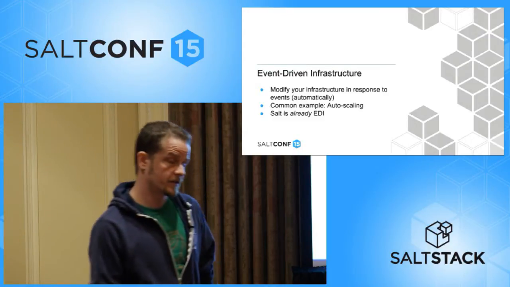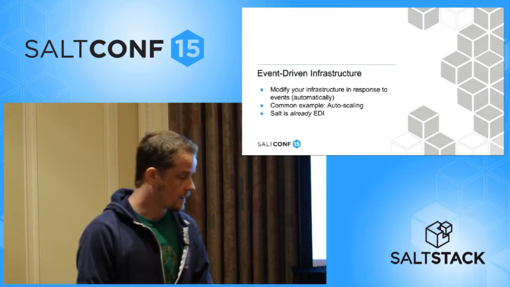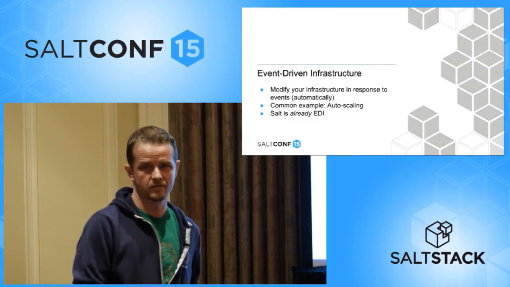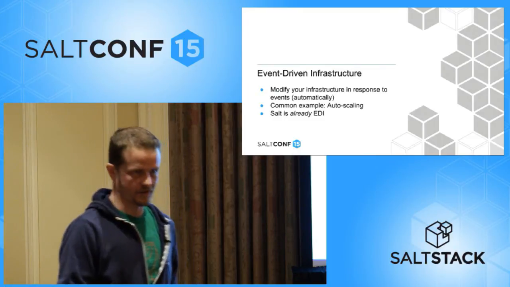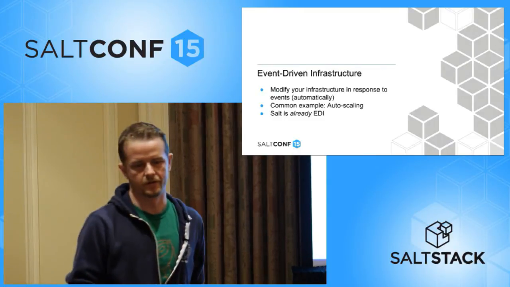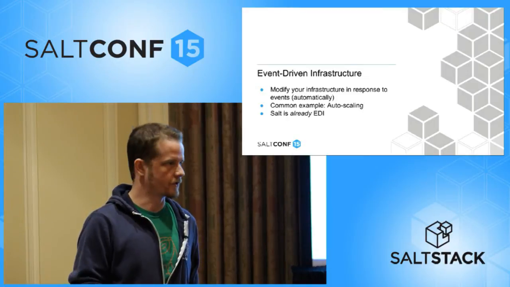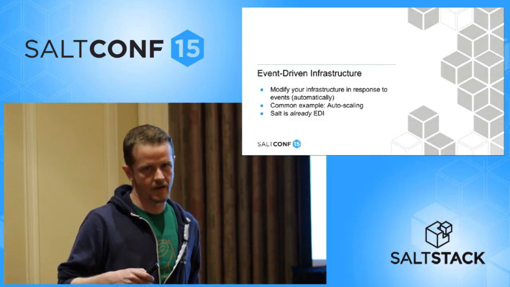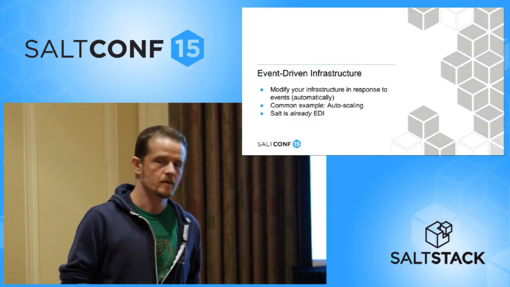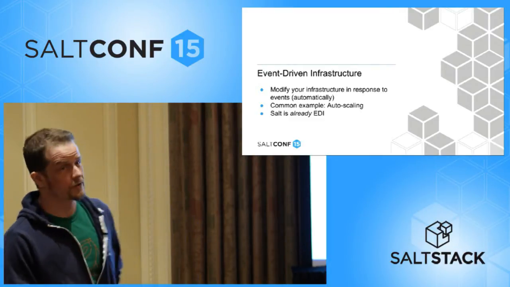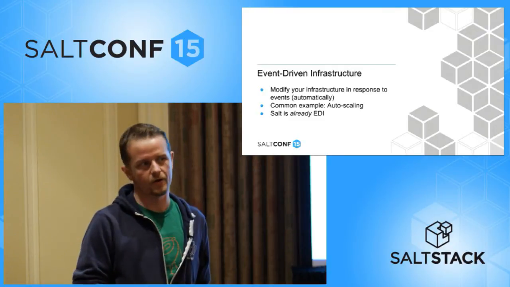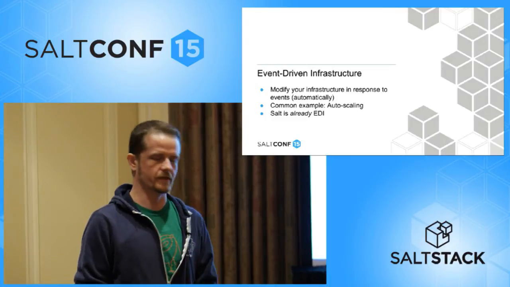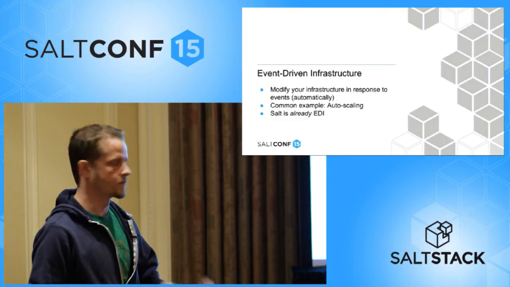The most common place everybody sees event-driven infrastructure is in auto-scaling. Is anybody using AWS? Yeah, so this is essentially what auto-scaling is. You have your alarm set up. When the alarm goes off, it triggers an auto-scaling rule, which either spins more instances up or spins instances down. But this is a really limited use case. You can see how powerful it is because so many people use auto-scaling, right? But it's really just the tip of the iceberg. It's a very small slice of what you can do.